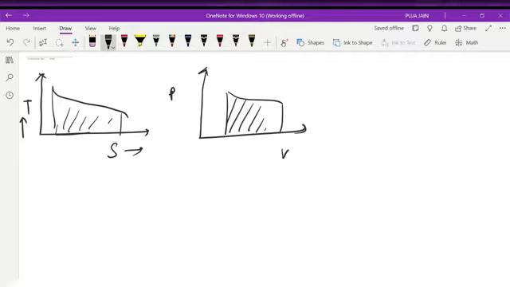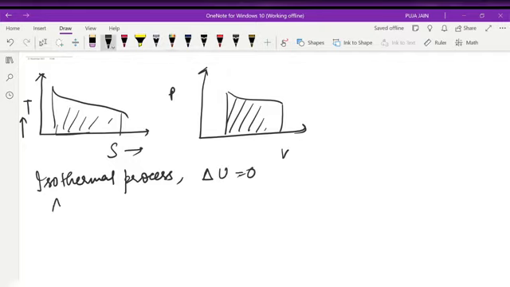So now let us consider an isothermal process. In case of an isothermal process, we know that our temperature is constant. So that means our change in internal energy is equal to 0.